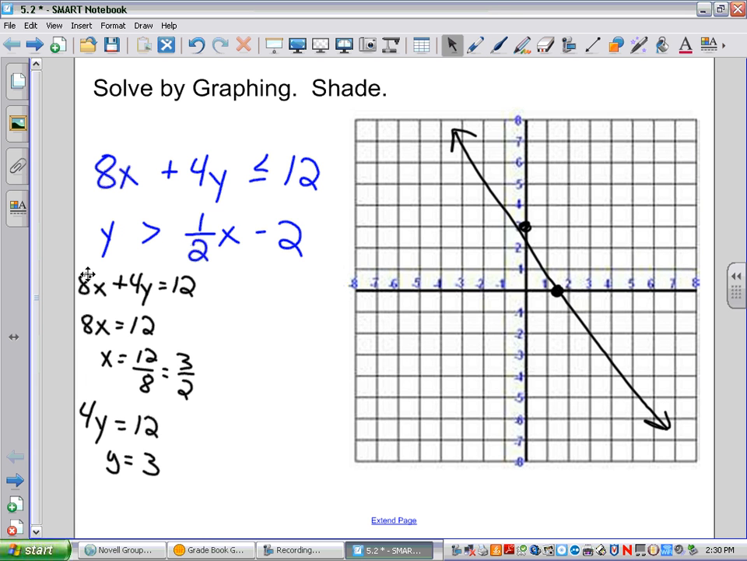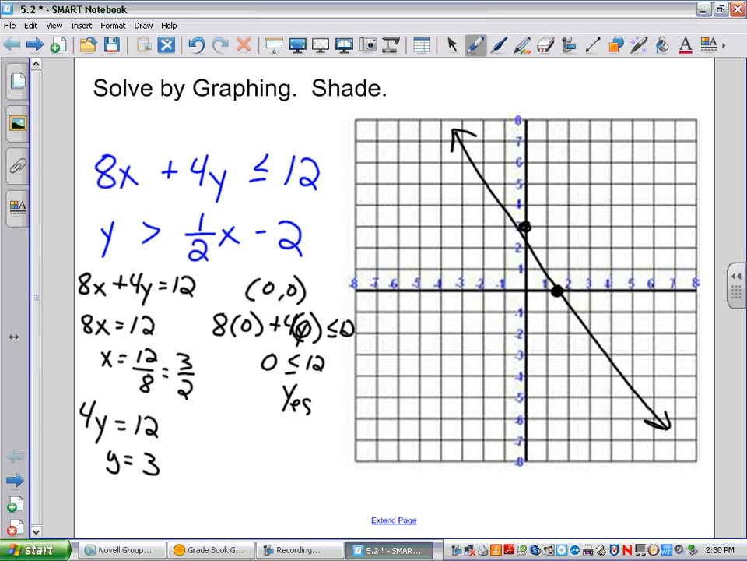Then I need to decide which side I'm going to shade. And remember doing the test point, the 0, 0. We've done this already. And I plug 0, 0 into the problem. In other words, 8 times 0 plus 4 times 0, 0. Is that less than 12? In other words, is 0 less than or equal to 12? That's a yes. A yes answer.